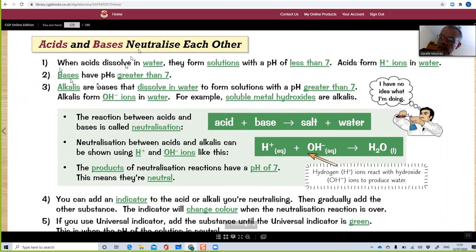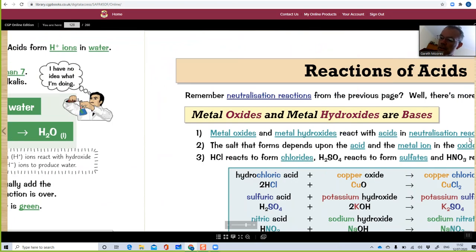You know, acids and bases neutralize each other. Okay, acid plus base makes salt plus water. Let me give you an example. Hydrochloric acid and sodium hydroxide would make sodium chloride and water. We've talked through loads of these in classes. If the acid is hydrochloric acid, the salt is a chloride. If the acid is nitric acid, the salt is a nitrate. If it's sulfuric acid, the salt is a sulfate. Okay, we'll look at some more in a sec.